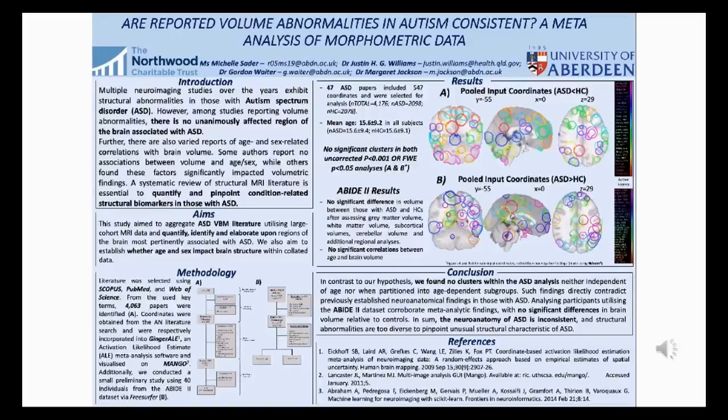Today, I'm discussing some of our interesting findings regarding the neuroanatomy associated with autism spectrum disorder, or ASD. ASD is a neurodevelopmental disorder characterized by behavioral repetition and difficulty with social interaction. It presents with a heterogeneous phenotypic makeup and diverse range of associated behaviors.